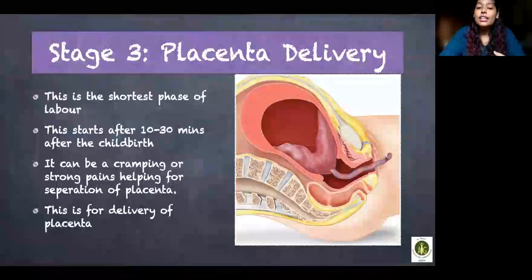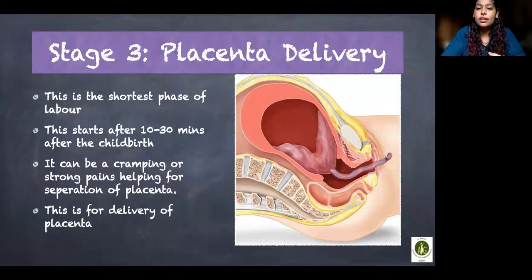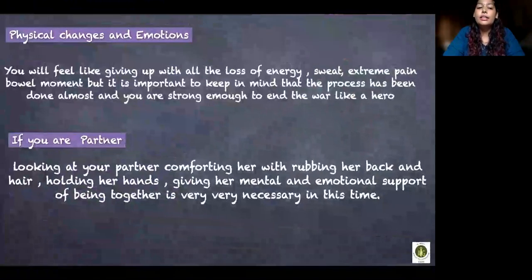The third stage of labor is when the placenta is delivered. This is the shortest phase. It usually starts 10 to 13 minutes after the childbirth. It can be a cramping sensation for some women, or a strong pain for other women. You just have to give one push and the placenta will be out. And this is the delivery of the placenta.